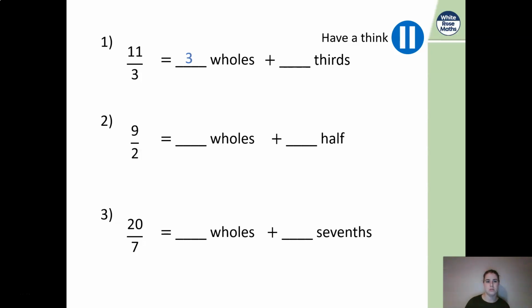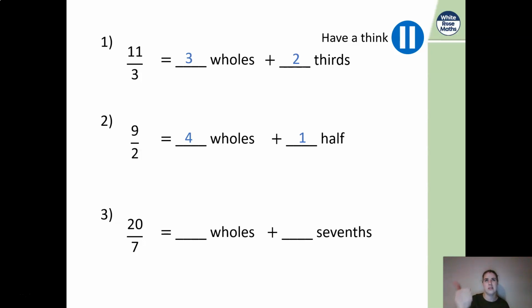So we know we have 3 wholes, okay, so we've got 3, 6, 9. From 9 to 11, we have 2 left over, so 2/3. Here for the wholes, we've got 2, 4, 6, 8. Well, we can't go any further, so we've got 4 wholes. And then we want to get from 8 to 9, there's only 1 left over, so it's 1/2.